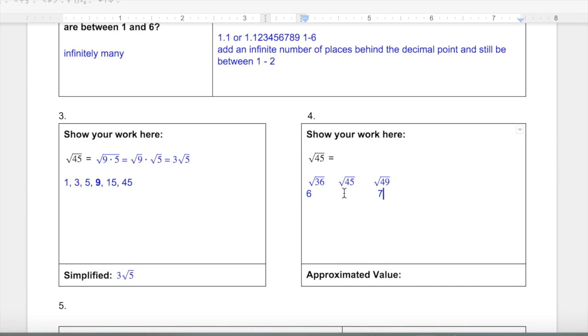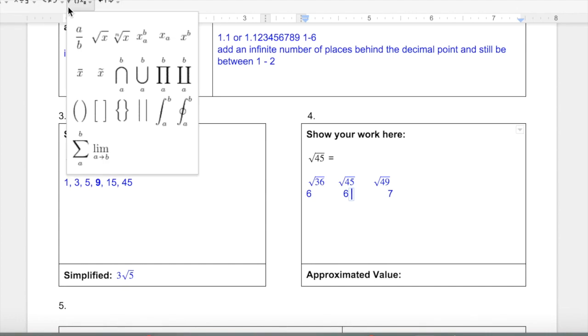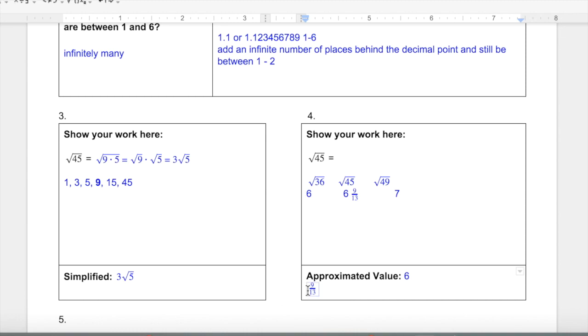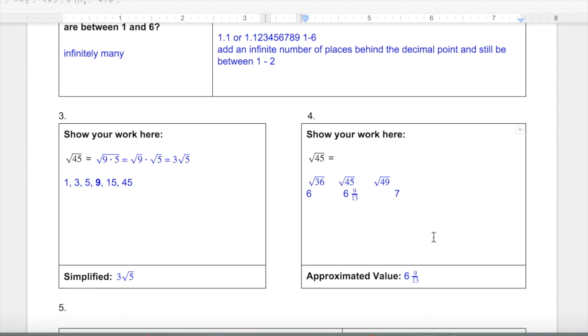Okay, so then I know this is going to be 6 and a fraction. I'll go ahead and enter my fraction in here. My numerator is the distance between 36 and 45. So that is, what, 9. And my denominator is the difference between 36 and 49. So that is 13. So my answer is 6 and 9/13. Put that down here. There we go. And that is how you simplify and approximate.